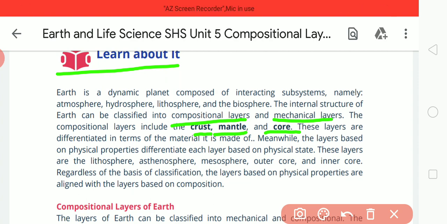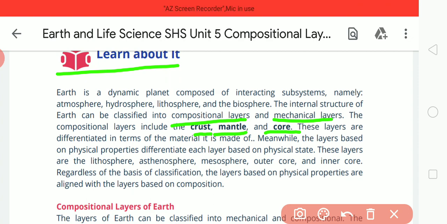Since they have the same type of elements and composition, they are categorized as one. So that's on the side of compositional layers. Purely, what is considered is the type of materials.